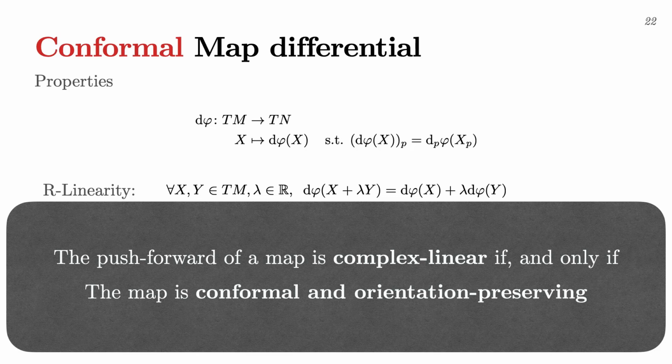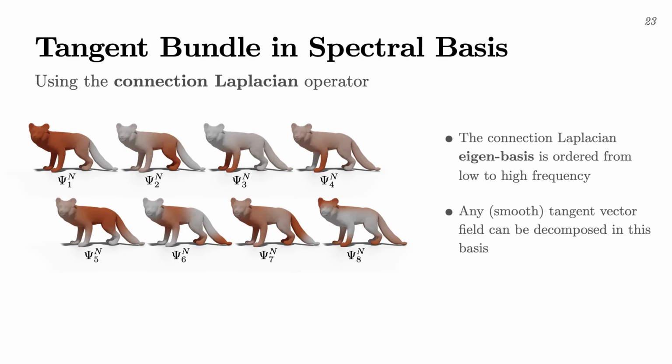Now, as a complex linear operator, it could also be decomposed in a complex basis. For this, we use the connection Laplacian operator, which is the Laplace operator for tangent vector fields. Remember that since we use C encoding for the tangent spaces, the tangent planes for each point, the smooth tangent vector fields are encoded as complex valued functions. So the connection Laplacian is a sort of complex operator, an operator for complex functions.